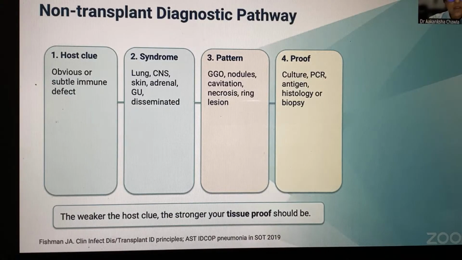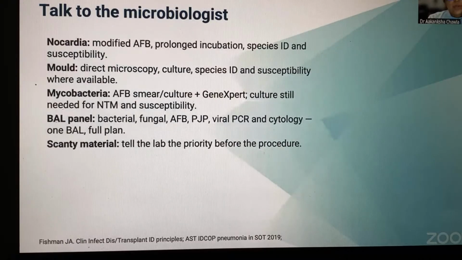Talk to your microbiologist. You need to discuss with your microbiologist why you could be suspecting nocardia, mold, mycobacteria. When you're sending BAL, what all you want to be covered. In case you have scanty material, then you need to prioritize based on your presentation of the patient what you want your microbiologist to check first. So unless you discuss with your microbiologist, you might not be able to get the desired sampling done, especially when the sample is scanty.